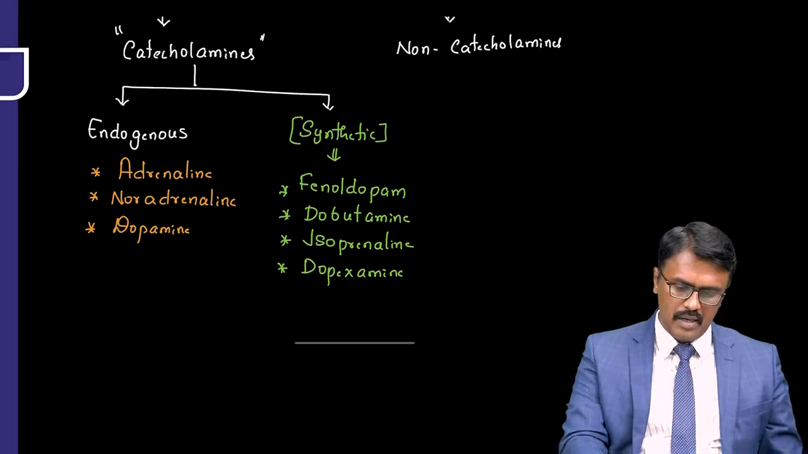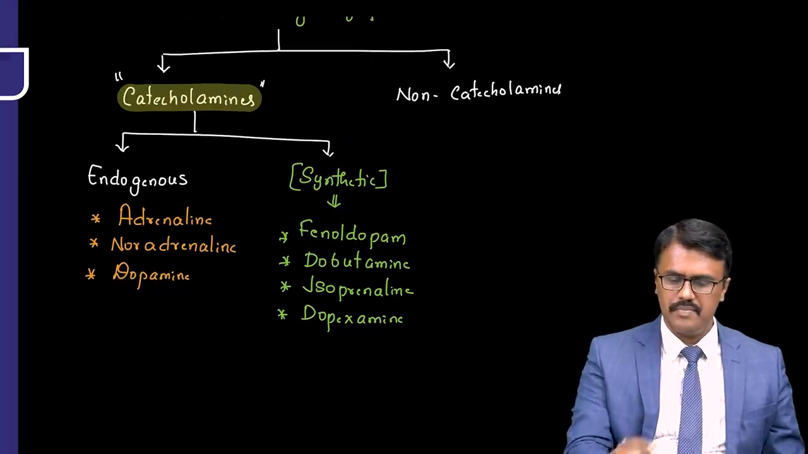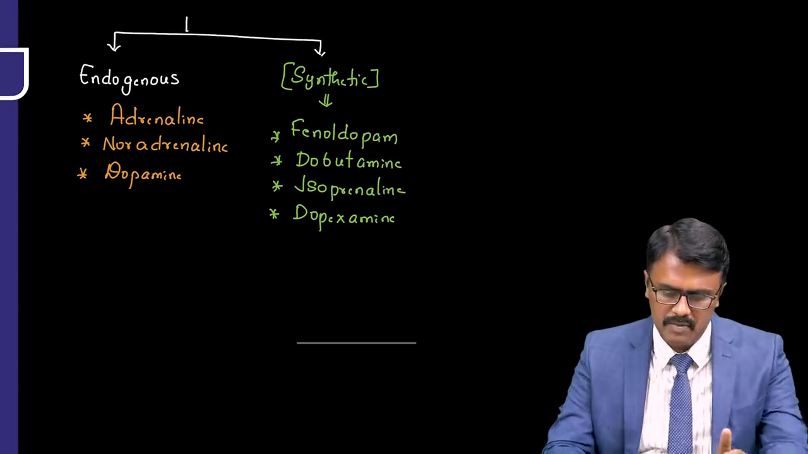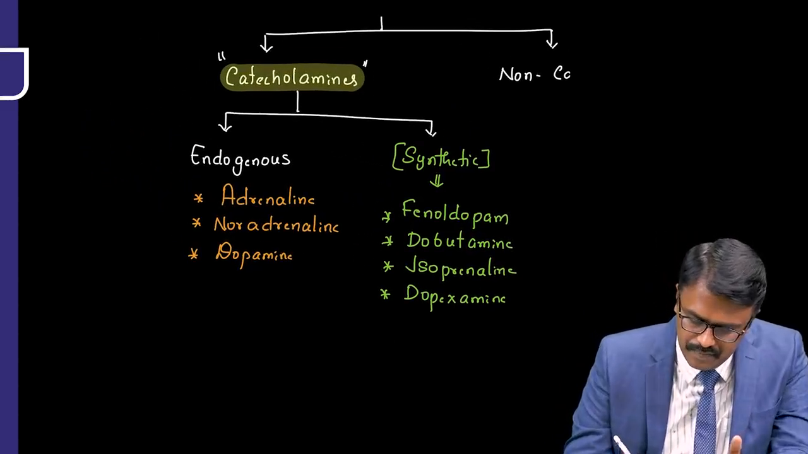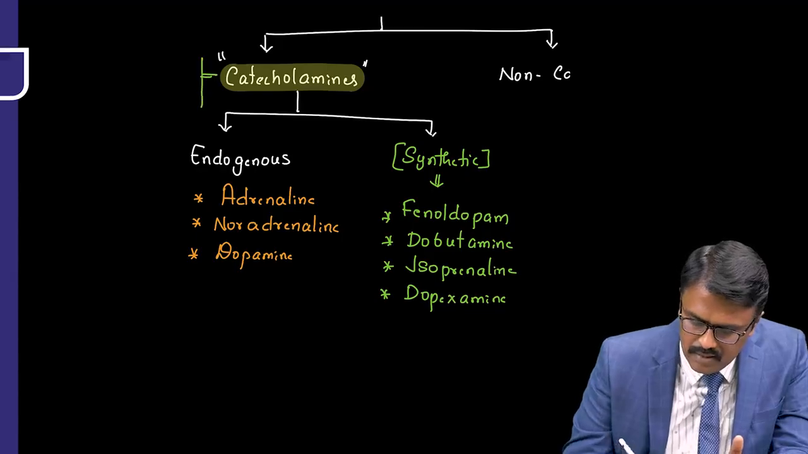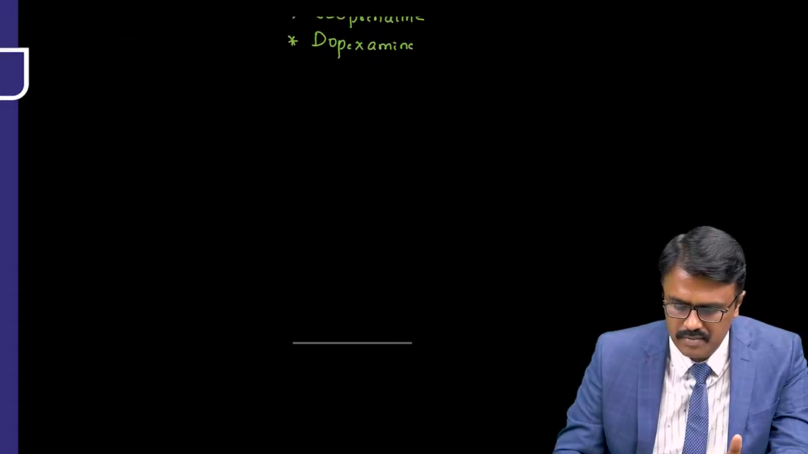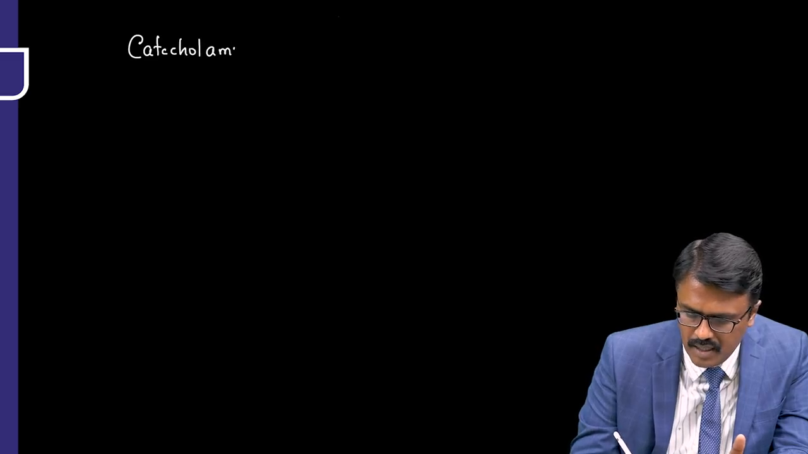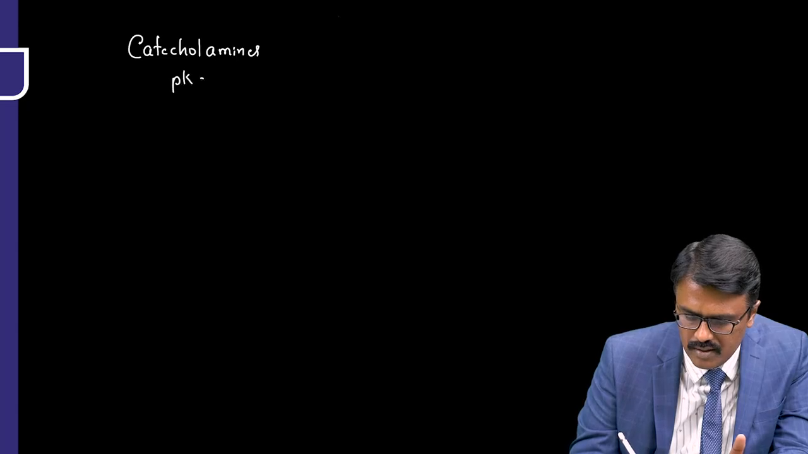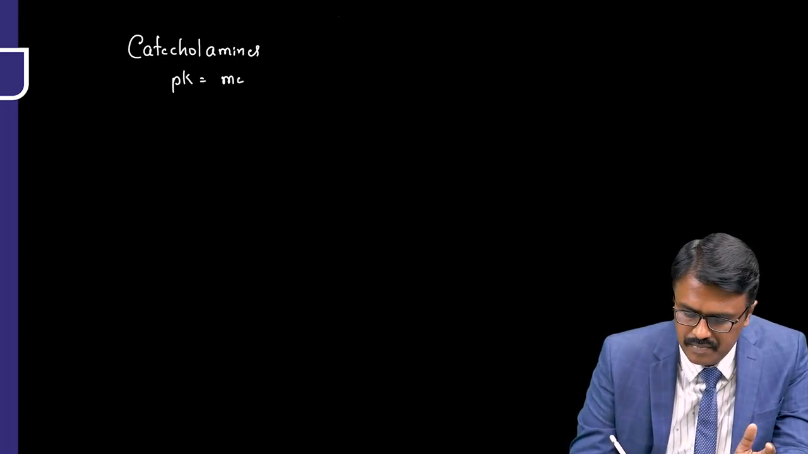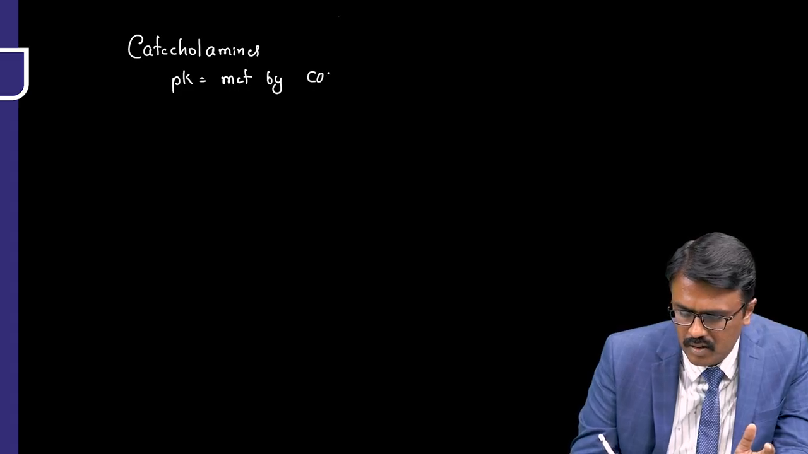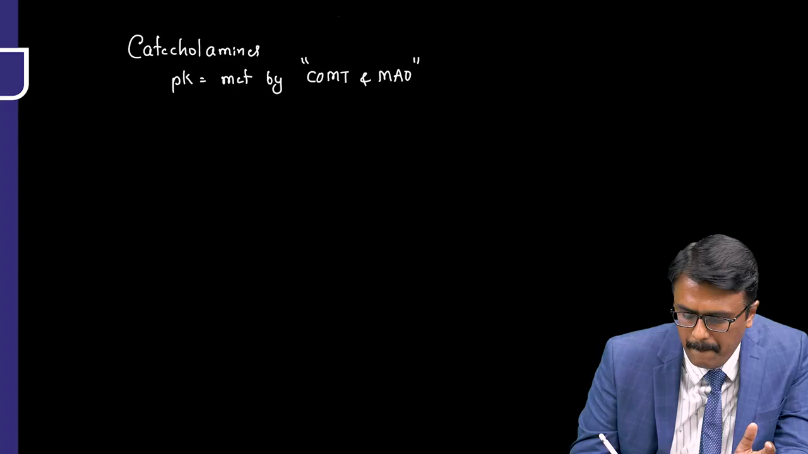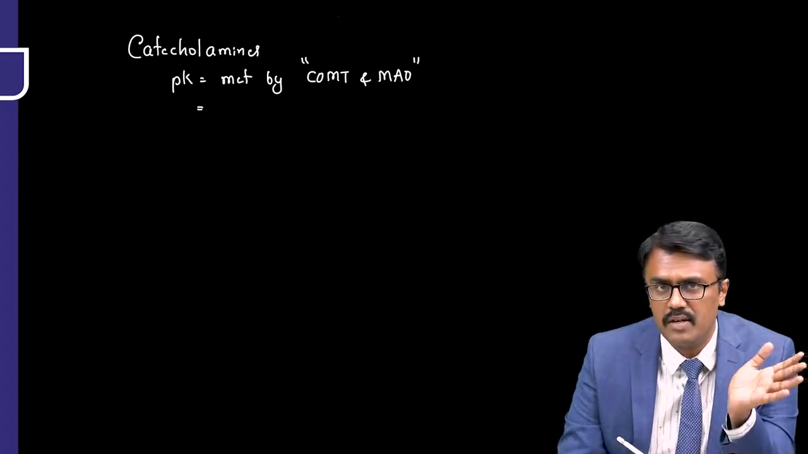Now, what is the specialty of these catecholamines? When we give these catecholamines, what should I remember for them? There are some specialties of catecholamines. Let me write. These catecholamines have some pharmacokinetic importance. What is that? These are metabolized by the enzymes catechol-O-methyltransferase (COMT) and MAO. Now, these enzymes are everywhere in the tissues.